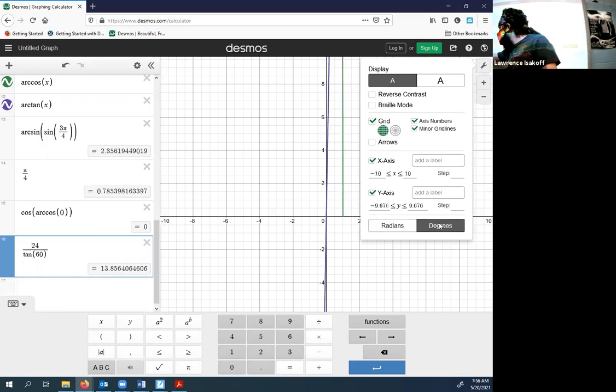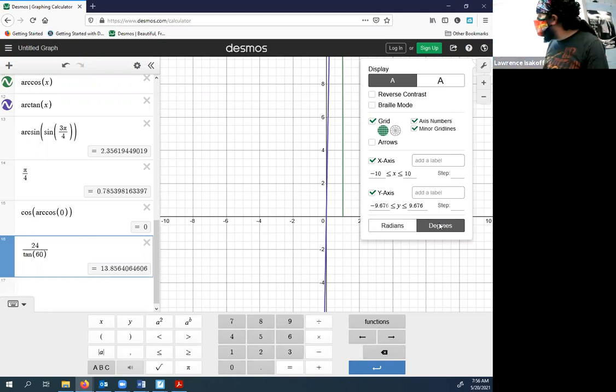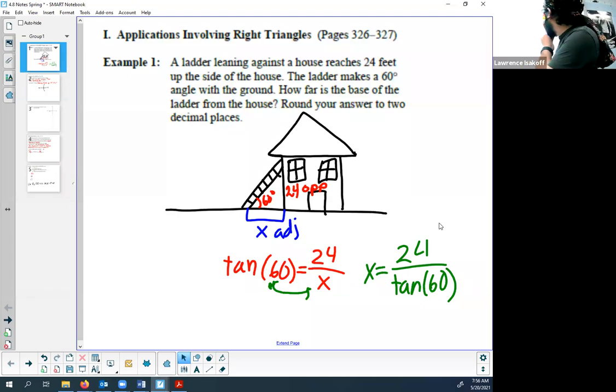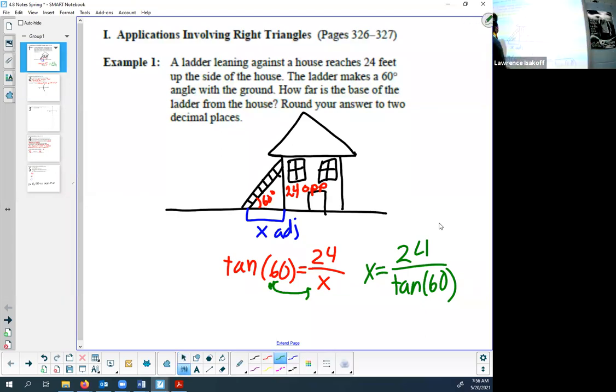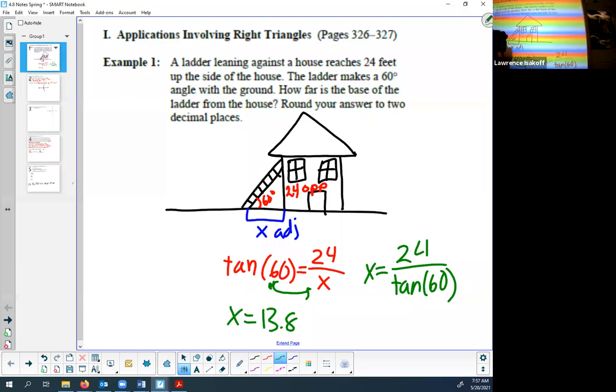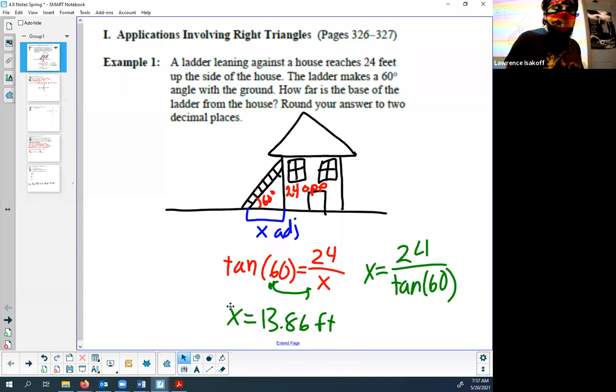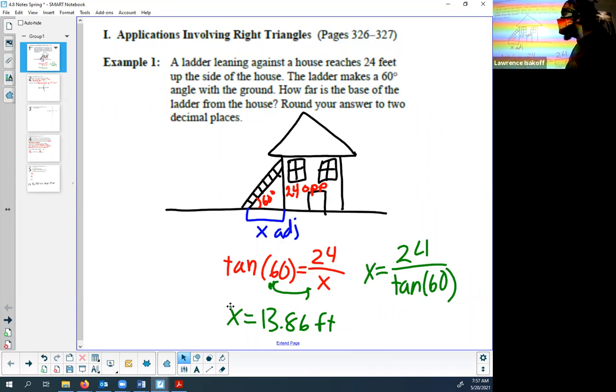And we get 13.86. Round to 2 decimal places here. So it will be X equals 13.86 feet. Seems a little far away from the wall, in my opinion, like having a ladder like 13 feet away from where it is. But hey, it's getting the job done, and that's okay.